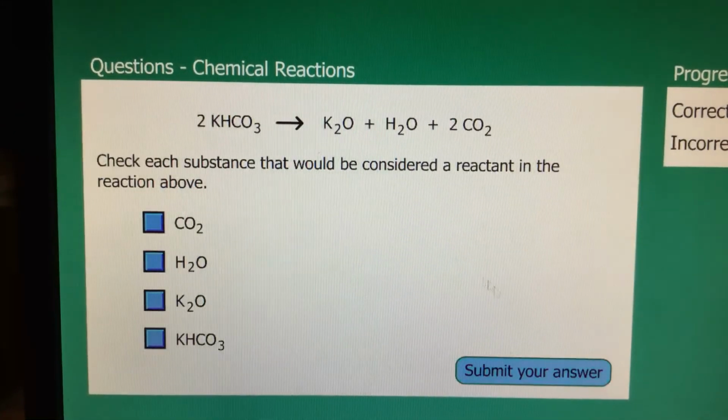Sorry about that. Check each substance that would be considered a reactant in the reaction above. So we have 1 reactant. We have sodium hydrogen carbonate, or sodium, I'm sorry, that's not sodium, that is potassium bicarbonate. So you have potassium bicarbonate, that is a reactant.